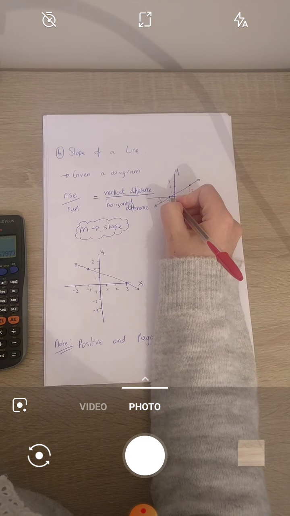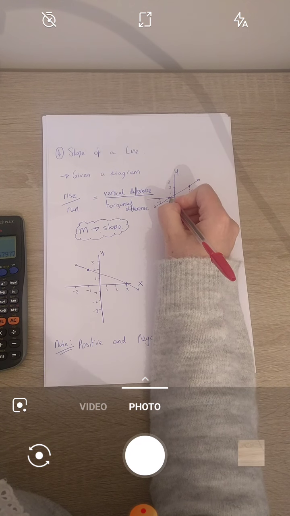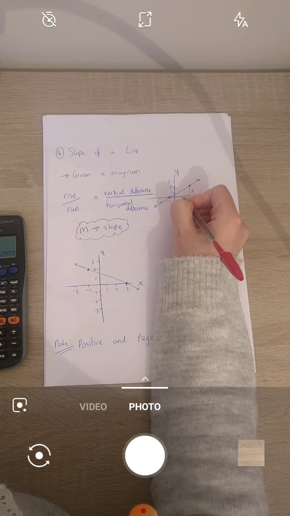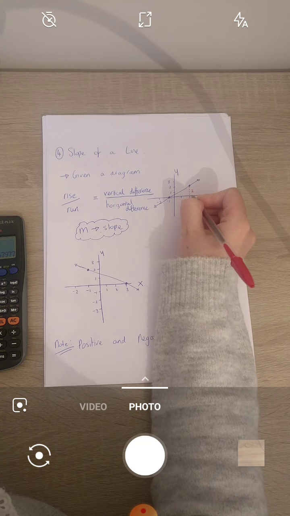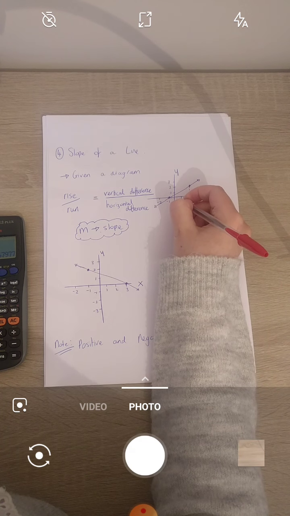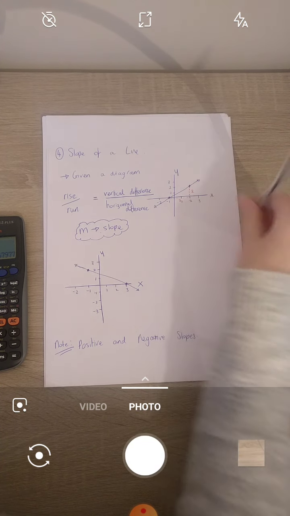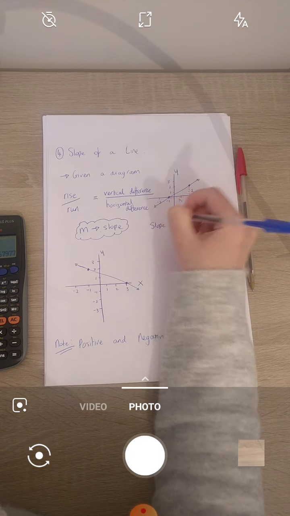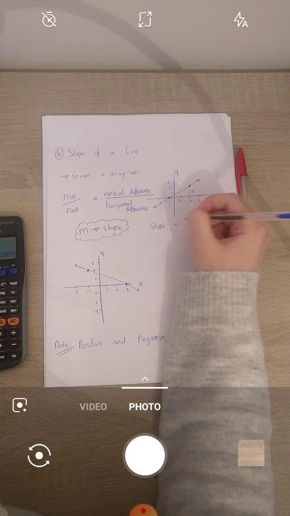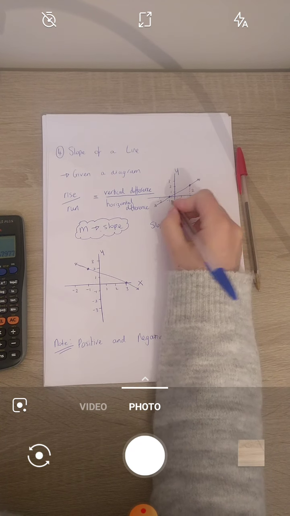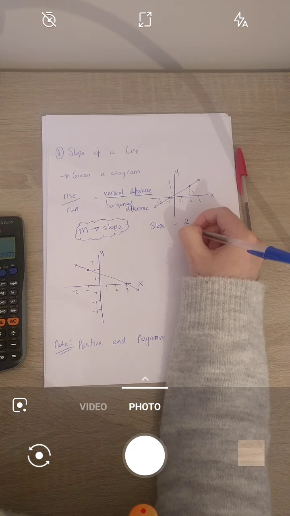The horizontal difference between these 2 points goes from here to here. And we can see the horizontal difference is 3. So the slope of this line, okay, is the vertical difference, which was 2, over the horizontal difference, which was 3.